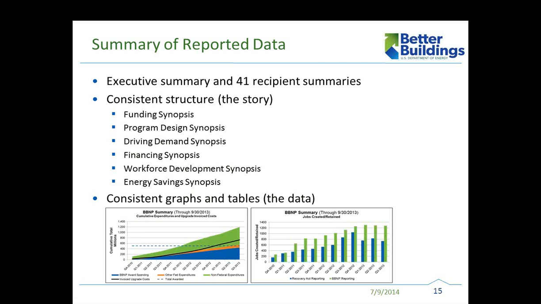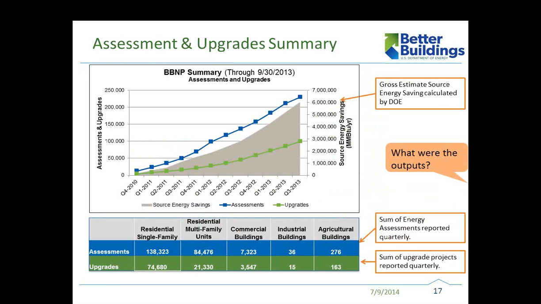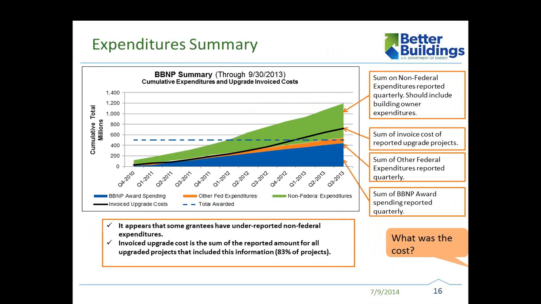So the way that the report is structured is it has a consistent structure with what the grantee summaries will look like. So it has a synopsis on funding, program design, driving demand, financing, workforce, energy savings. It's not detailed. If you want detailed information about that, your best source is the grantee's final technical report. But it provides a synopsis, and so that's sort of the story, background story, and then consistent graphs and tables, and that's the data to go along with that story.